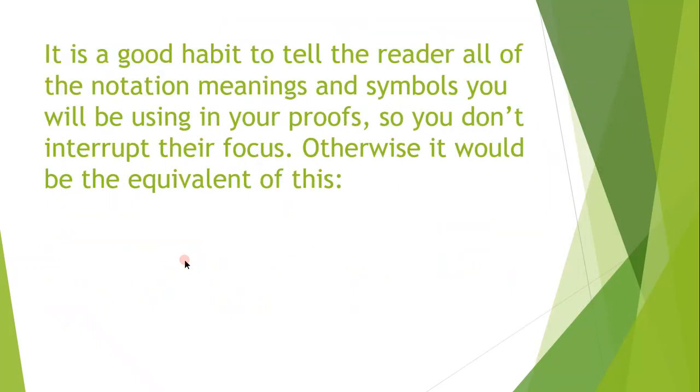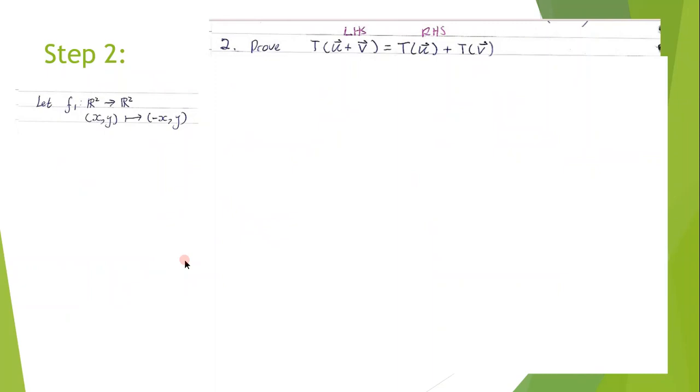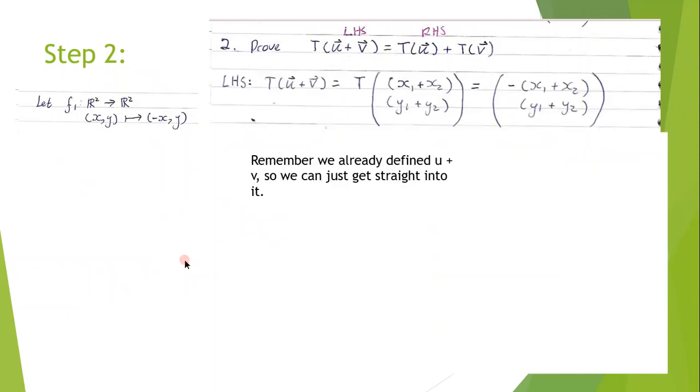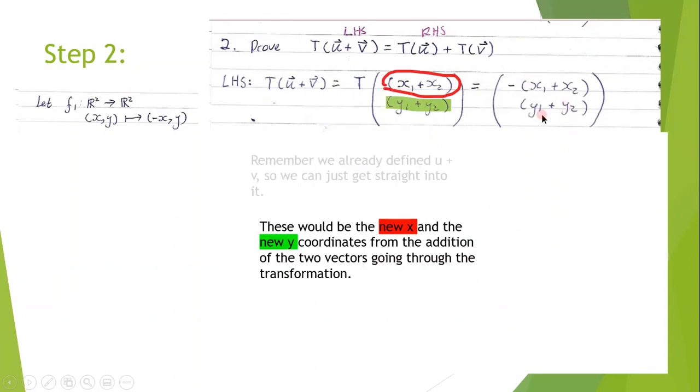Alright, so you've done step 1, which is defining all of your notations. The next step is to prove the first condition. Remember we already defined u plus v, so we can just get straight into it. See how much neater that is? You plug the vector u plus v into the transformation, and then you evaluate it, and you get this. So these would be the new x coordinates, and these would be the new y coordinates. And so these are what you want to plug into your linear transformation here.